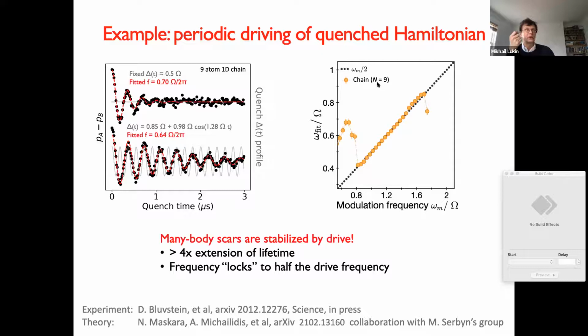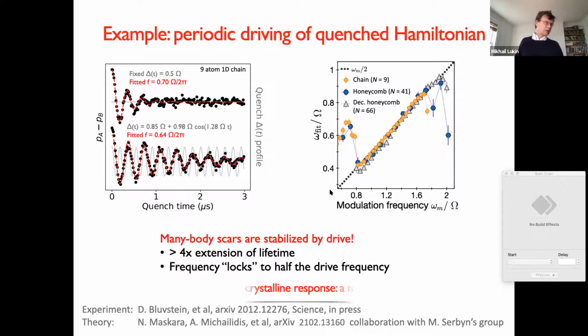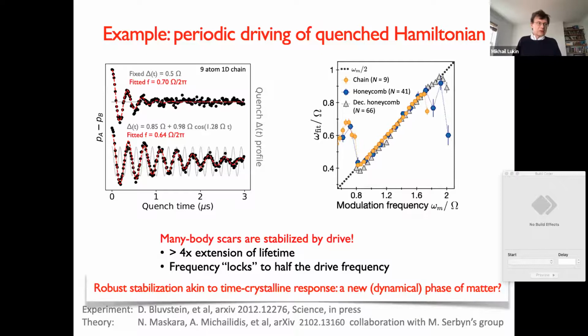chain. This is a honeycomb lattice with 41 atoms. This is a more exotic decorated honeycomb with 66 atoms. And you see a wide range of parameters where the frequency really locks. So what is that? There was actually another discovery, I must say, we did not quite expect. So why is this stabilization robust? Is it a phase which is similar to discrete time crystals? These are things which we are still exploring. In fact, there was a paper on arXiv this week, which I think tentatively says the answer is yes.